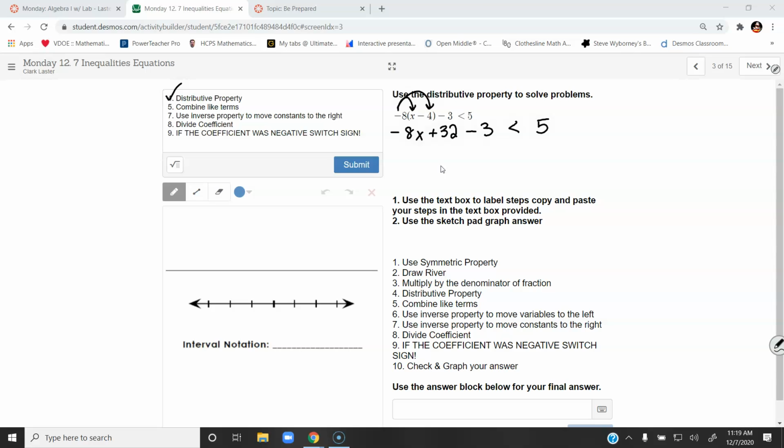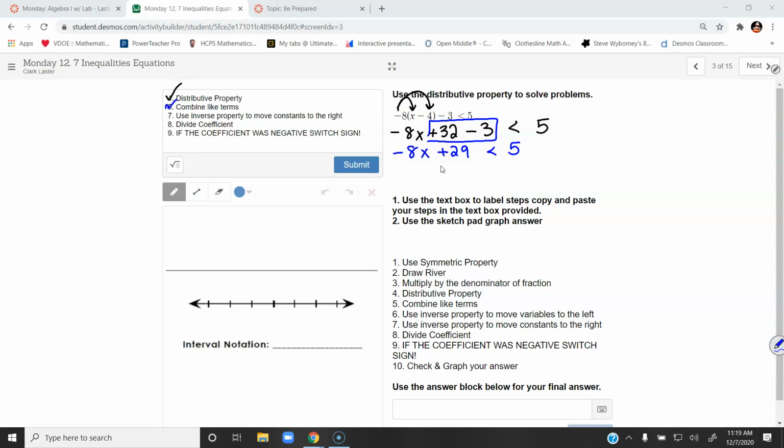The second thing we need to do is combine like terms. Some people would say, I don't need to combine like terms, I'm using the inverse property. Some people like to subtract 32 and add 3 to the other side, and they don't combine at all. I think that's a short-sighted way to do it, but it is mathematically accurate. You could do that. I am going to combine my like terms, and that gives me plus 29 is less than 5.